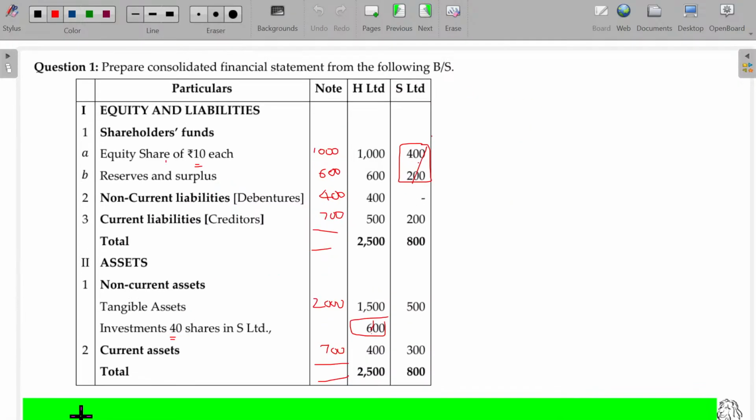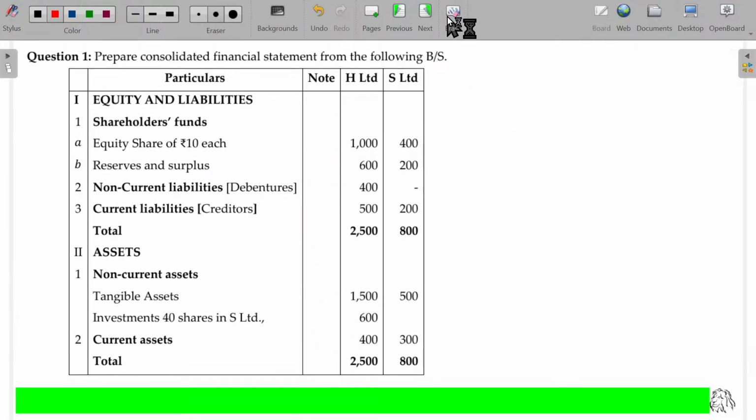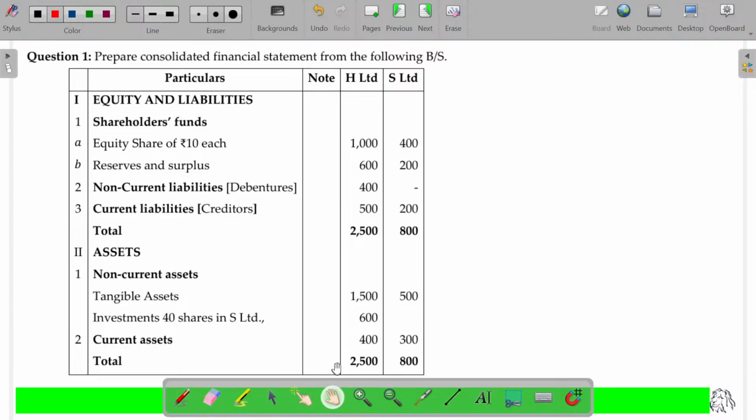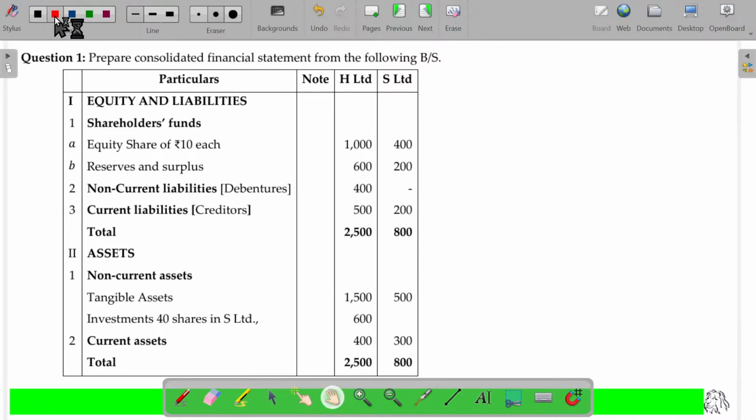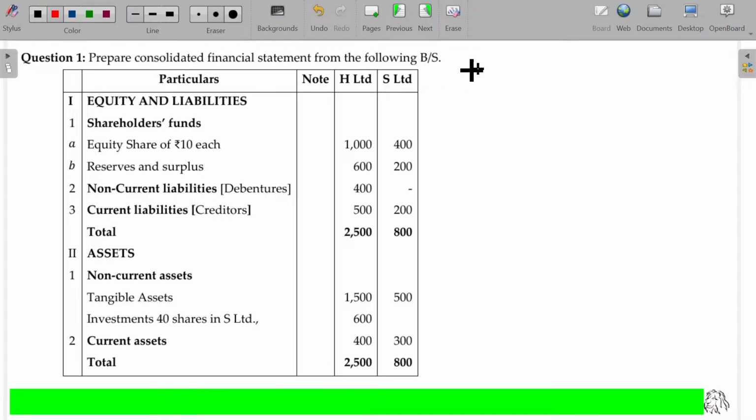Anyhow, listen. I am going to follow the steps here. Step number 1. Holding percentage. H company holds how much? 100%. What about the holding of minority interest?